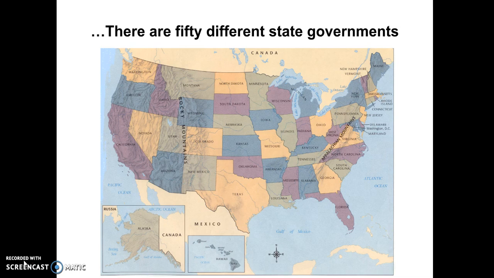There are 50 different state governments, so if you were taking the civics class in a different state, you would be learning some different things because every state has its own constitution and does things differently.